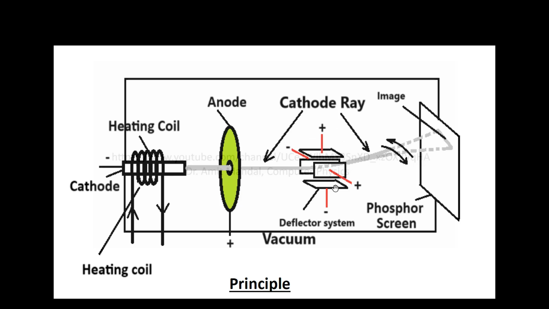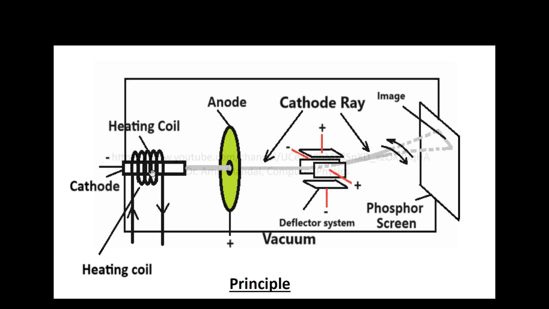Similarly, for the top and bottom plates, in case the top plate is positive, then the cathode ray will be deflected toward the top, and in case the bottom plate is positive, the cathode ray will be deflected toward the bottom. Okay, so these four plates can control the point where the cathode ray will fall on the screen.